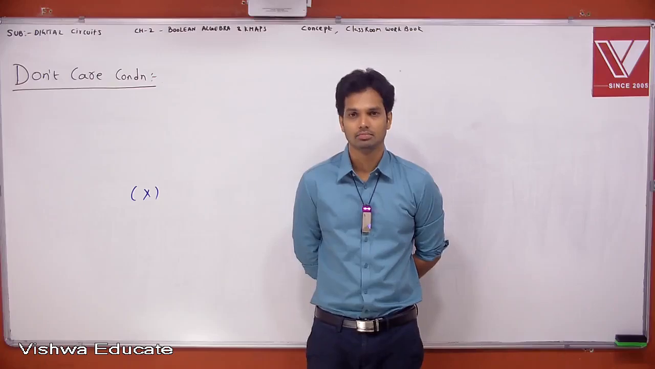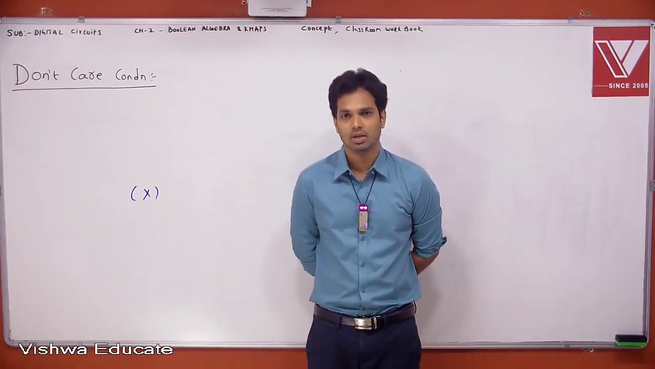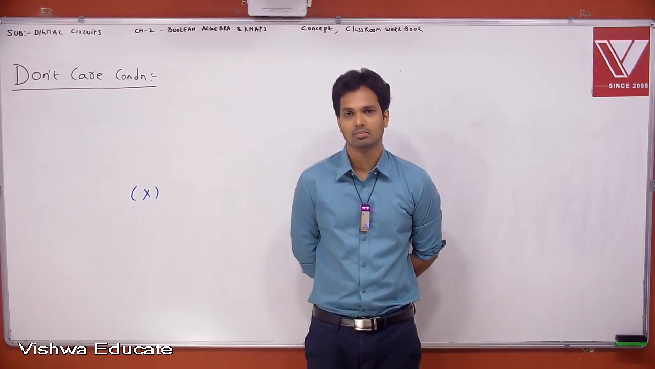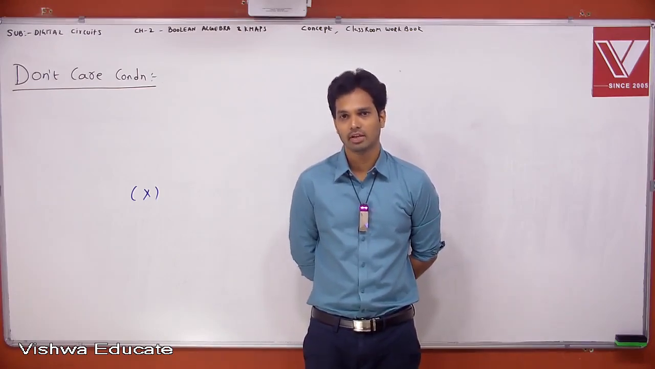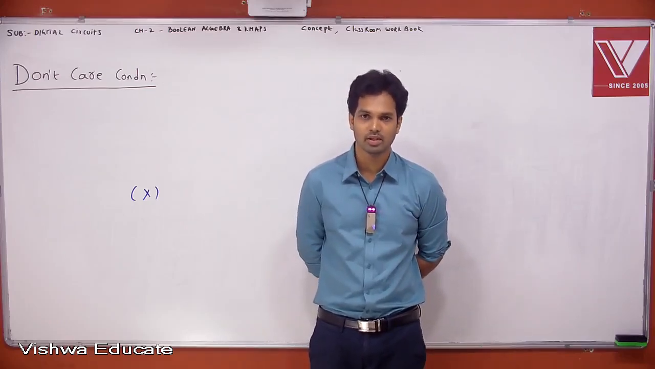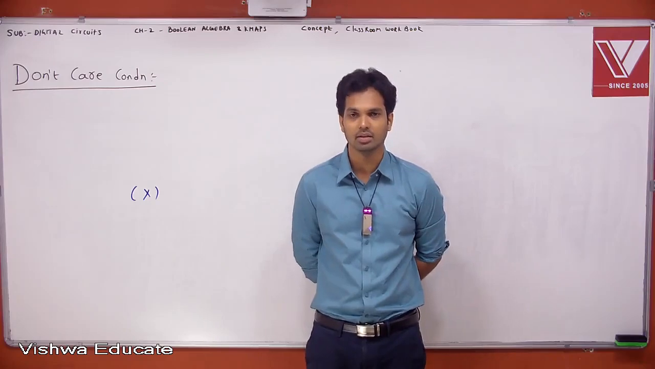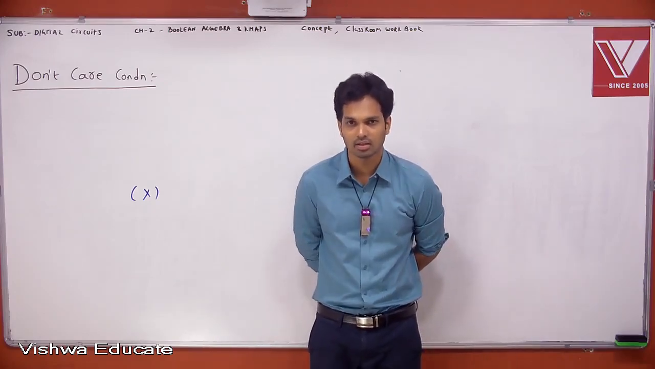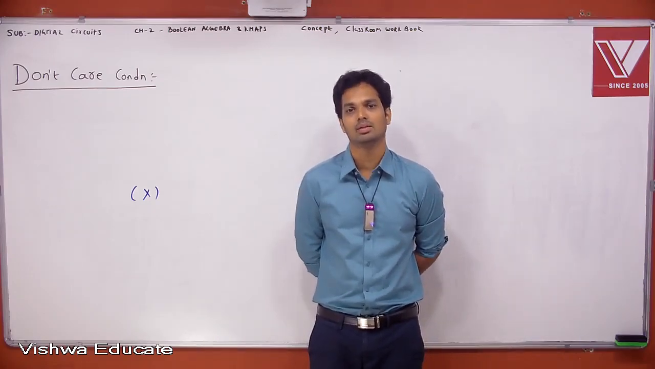For example, in a BCD system, the output for the inputs greater than 9 are treated as don't cares.